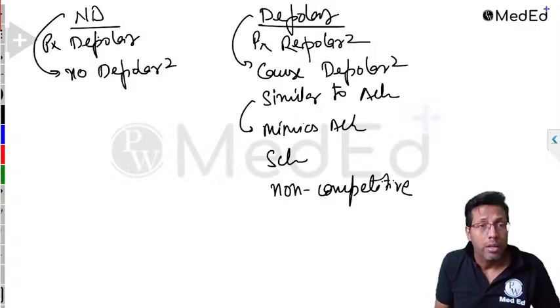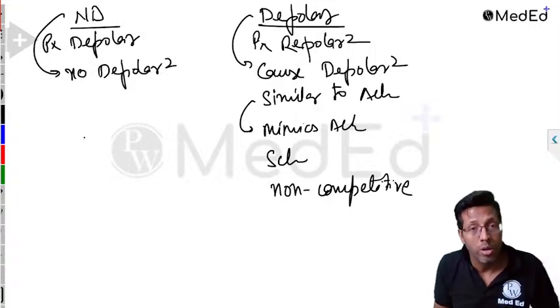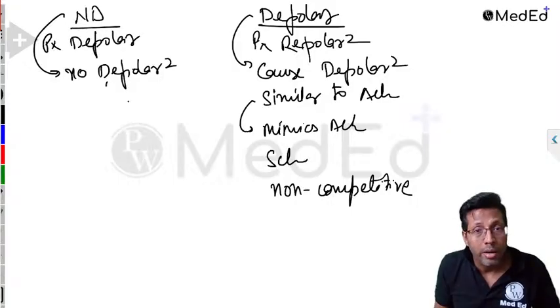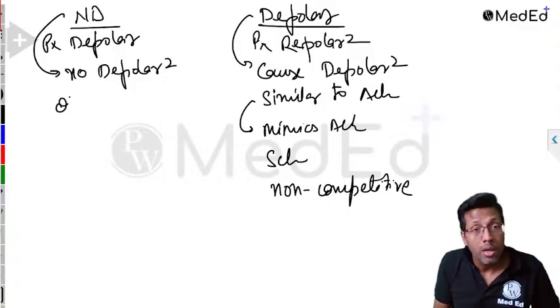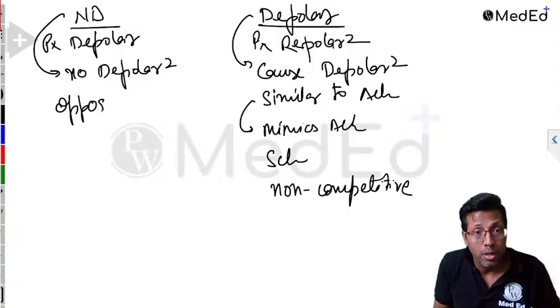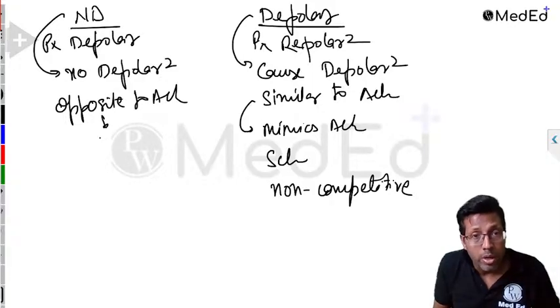On the other hand, non-depolarizing has no depolarization, right? So are they going to be similar to acetylcholine? No, they are going to be something different to acetylcholine. They may be opposite to acetylcholine. So does it mimic acetylcholine? No, that is why it is called non-depolarizing.